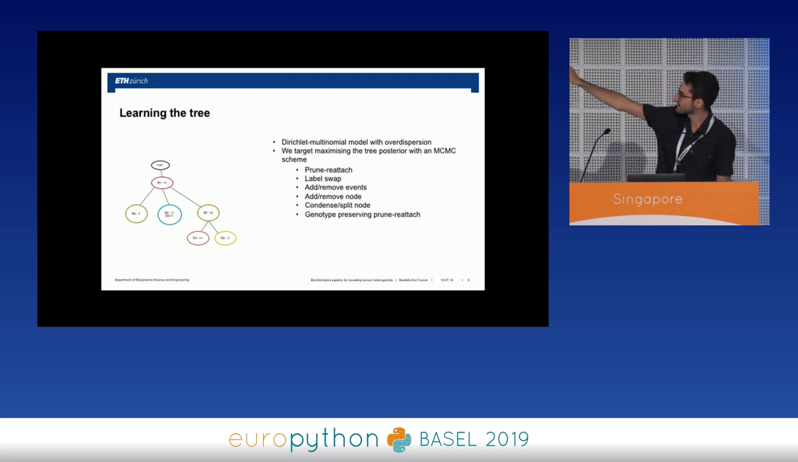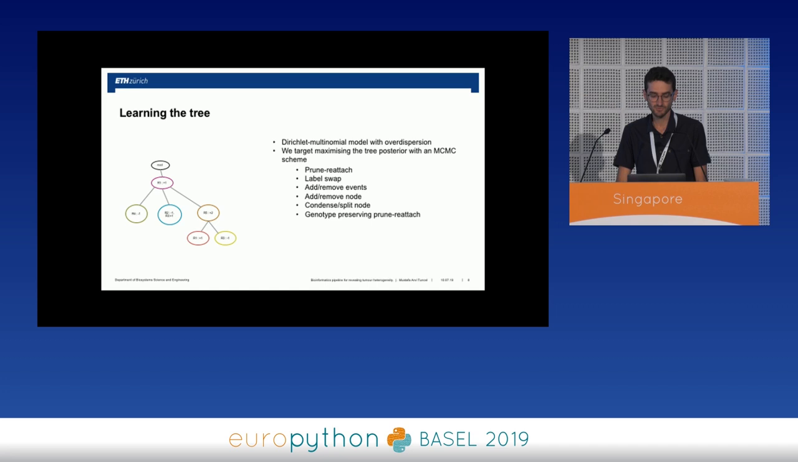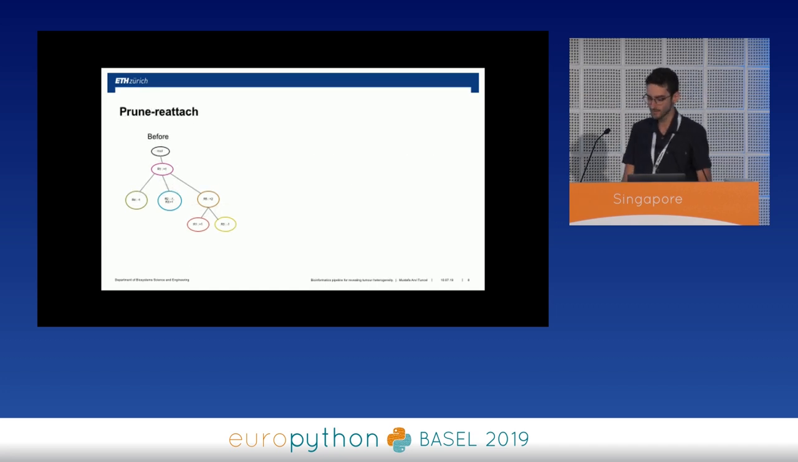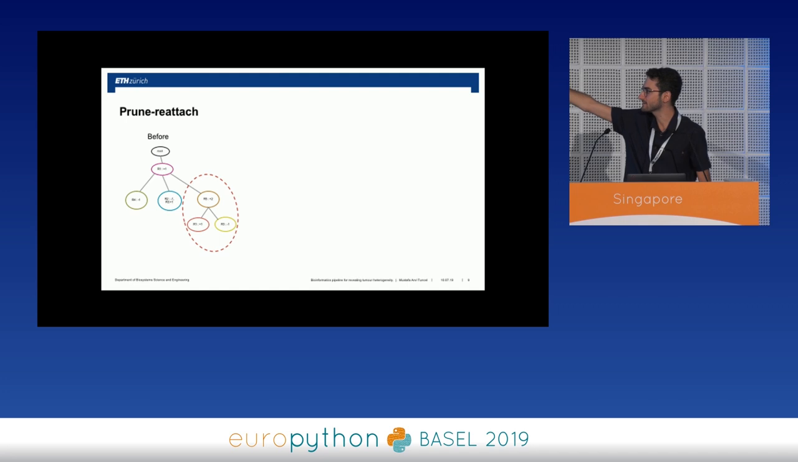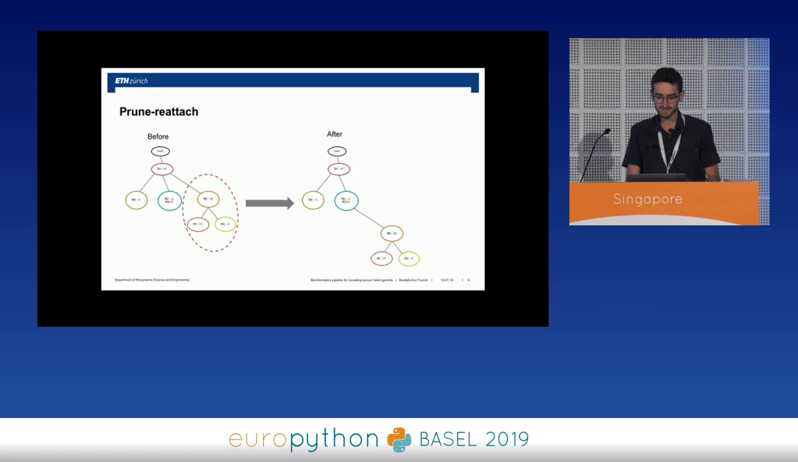The bullet points are the MCMC moves we defined. Here I will talk about them. The first one is prune and reattach. We randomly pick one node from the tree. We pick the brown one, and it happens to have two children. We just prune it, and then we reattach it somewhere in the tree randomly. Afterwards, we score the next tree as well, and if it is significantly better than the previous, we keep this one, we discard the other, and we continue.